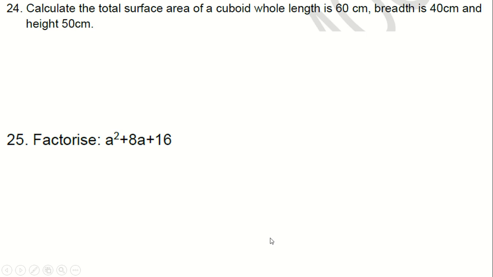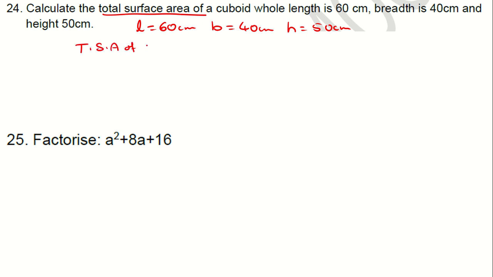Next question: calculate the total surface area of the cuboid whose length is 60 centimeter and breadth is 40 centimeter. So now I take the measurements here. They given length l is equal to 60 centimeter, breadth b is equal to 40 centimeter, and height h is equal to 50 centimeter. So now we have to find out the total surface area of the cuboid.